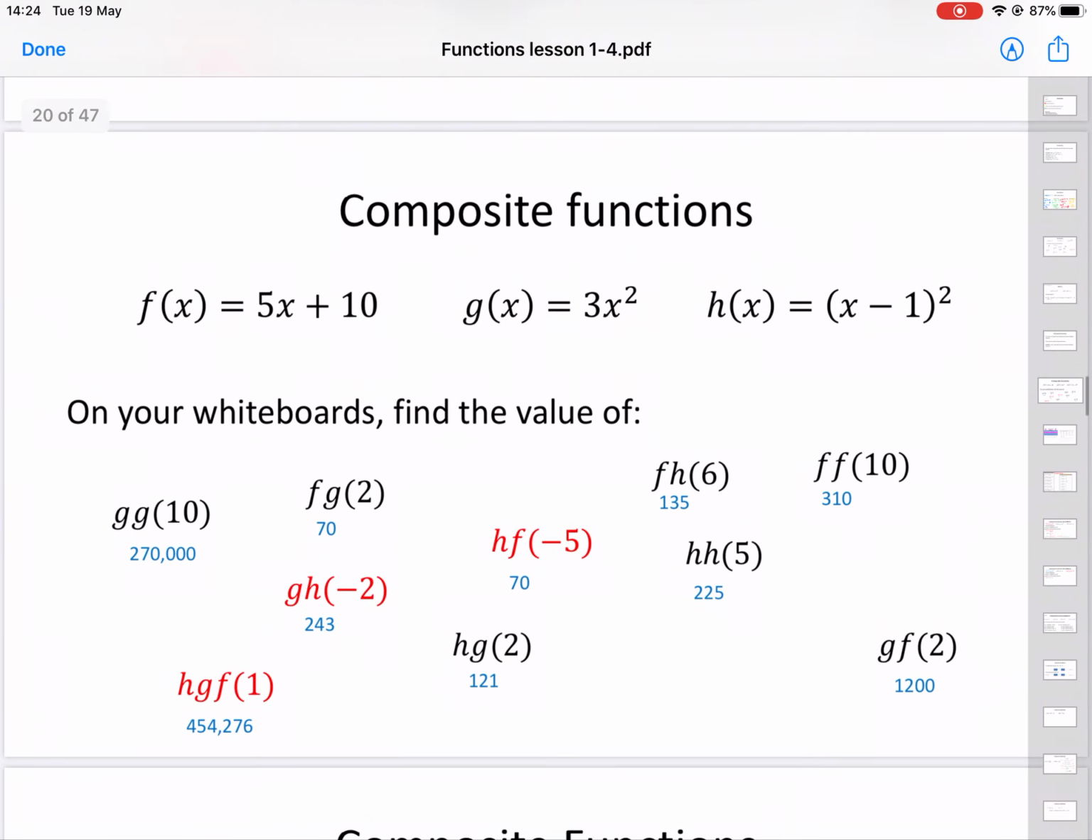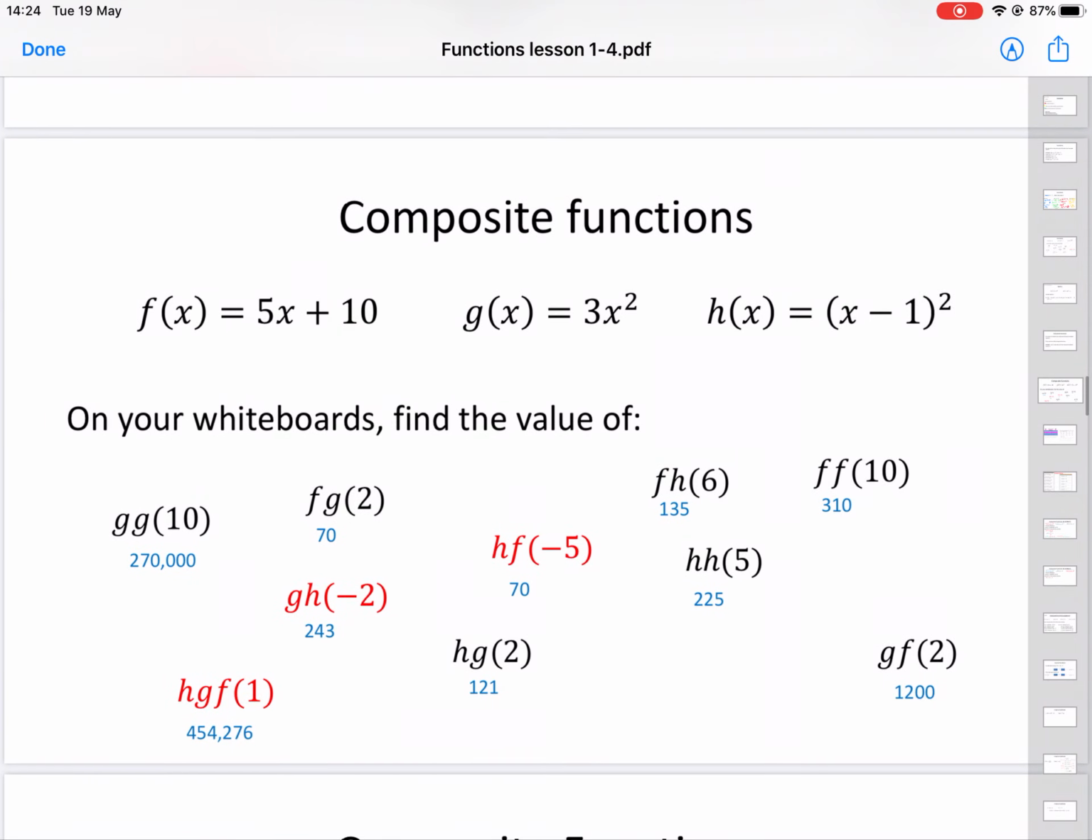Okay, so here are the answers for those. All in blue there are the answers. Just mark them and make sure you've got them correct.